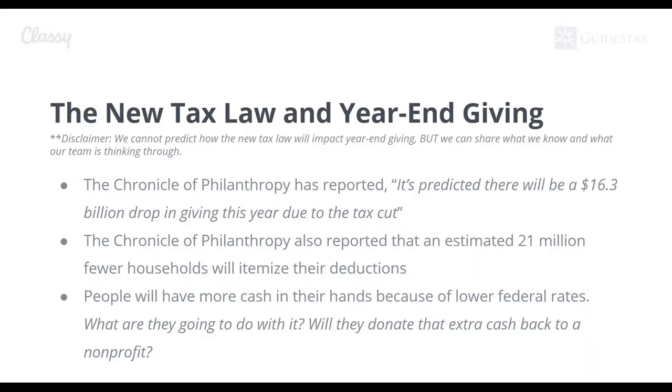Before digging into more of the strategies for planning your year-end campaign, I did want to touch briefly on the change to tax laws, which most notably doubled the standard deduction. While we can't predict how the new tax law will impact year-end giving, we can share what we do know and talk a little bit about how our team is thinking about the change. With 21 million fewer households expected to itemize the charitable deduction, it's predicted that annual giving could decline by $16.3 billion, with donors in the middle class and the organizations that they support most likely to be affected.